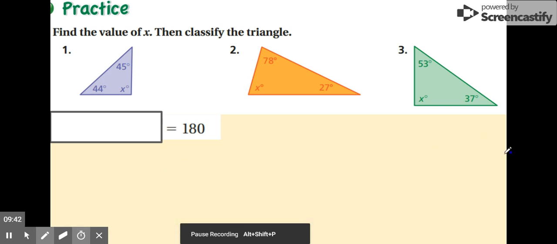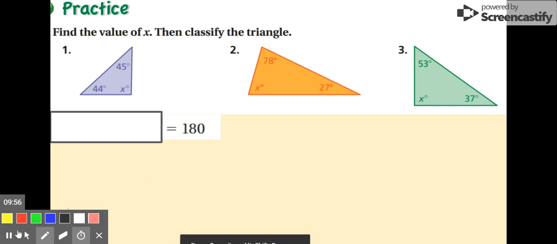All right, I need you to do these 3 questions by yourself. I need you to show your work by writing the equation and showing work to isolate the variable. All right, now I'm going to give you the answer for this. If you don't have it, copy it down.